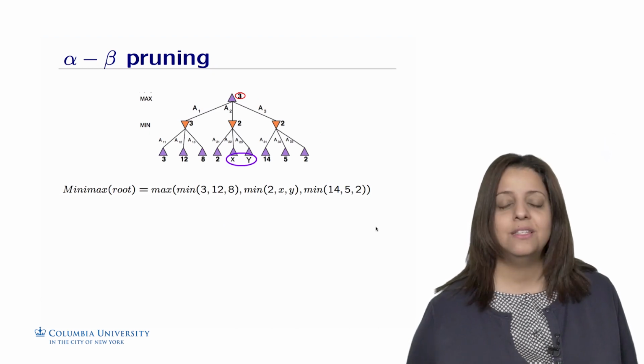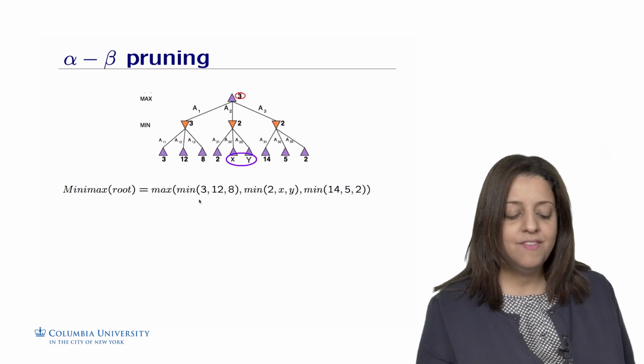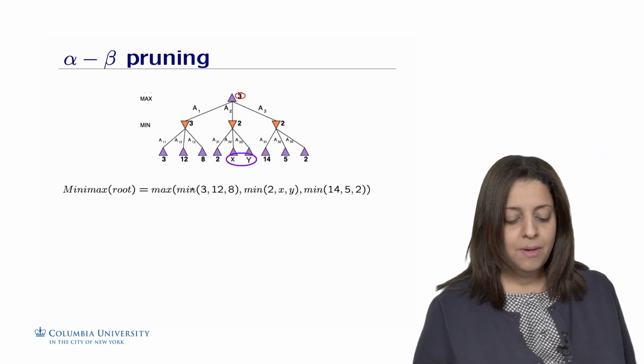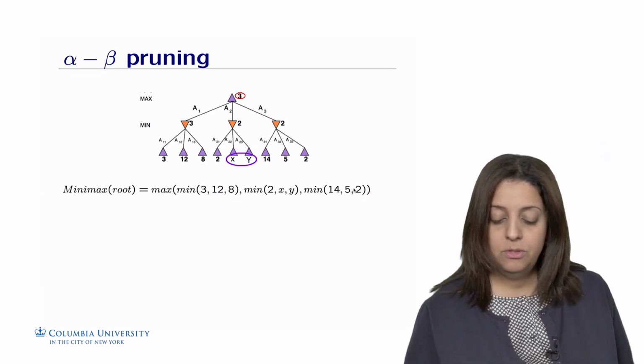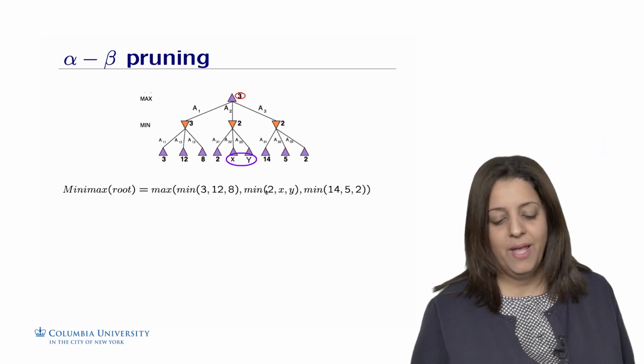So we're going to check the minimax at the root. The minimax would be the maximum of the minimum of 3, 12, 8, the minimum of 2, x, y, and the minimum of 14, 5, and 2. So this minimum will be 3, this minimum will be 2. And this minimum here has to be less than or equal to 2 because we have 2 in the list.